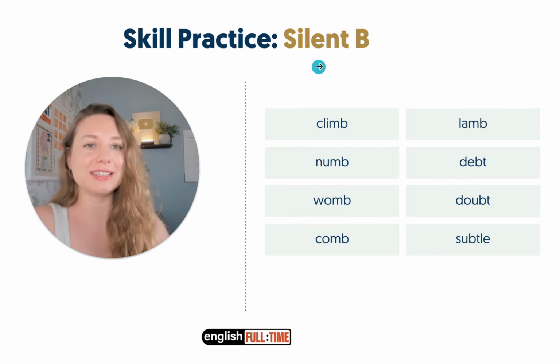Next, skill practice. This is the silent B, so we do not pronounce the B in any of these words. We have climb, numb, womb, comb, lamb, debt, doubt, subtle. Again, climb, numb, womb, comb, lamb, debt, doubt, subtle.